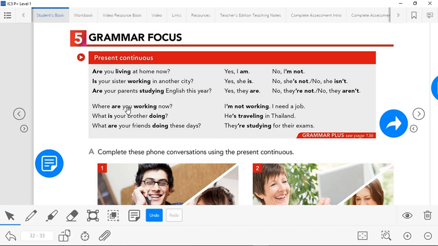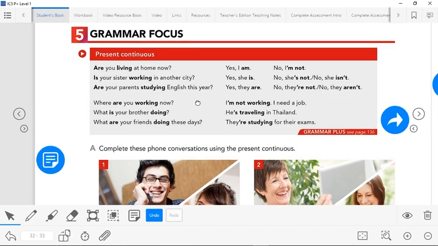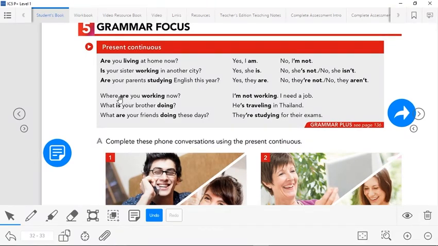How do we make the WH questions then? It's an easy structure. We start with the WH word: what, where, when, why, who, or any other WH word. Then the verb be. Then the pronoun, like are you, is he, is she, whatever it is, and then the verb with -ing, and then a comment if you want.